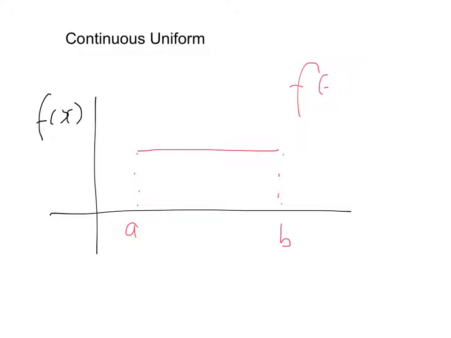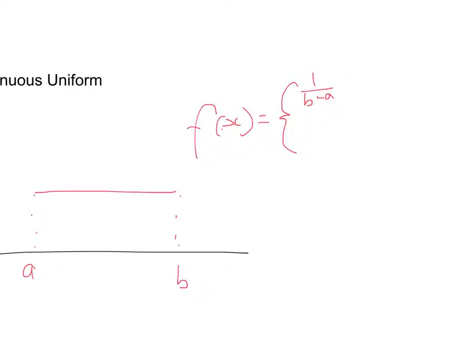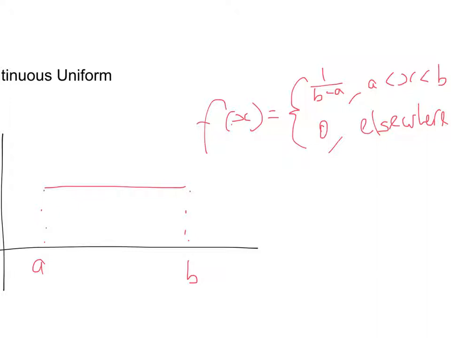let's tidy that up, f of x equals 1 over b minus a when x is between a is less than x is less than b and 0 elsewhere. So what does that mean? Well, it means that the height f of x is constant between a and b, and it's 0 everywhere else.